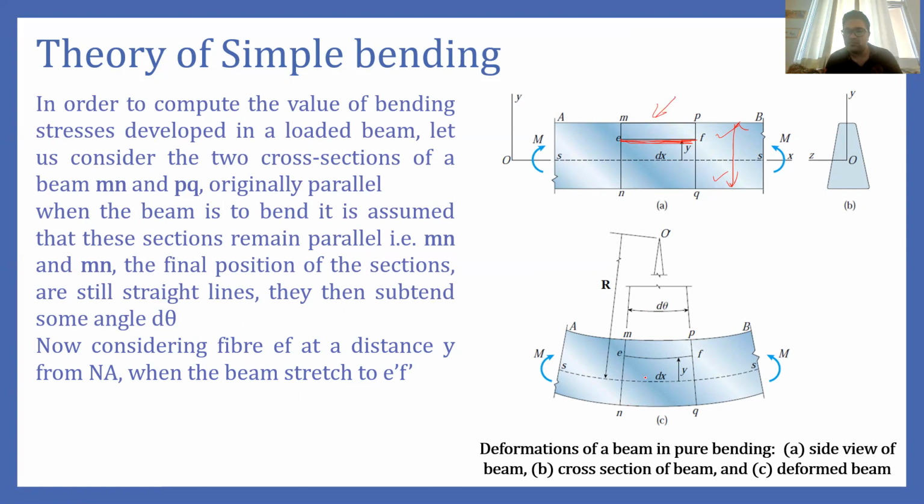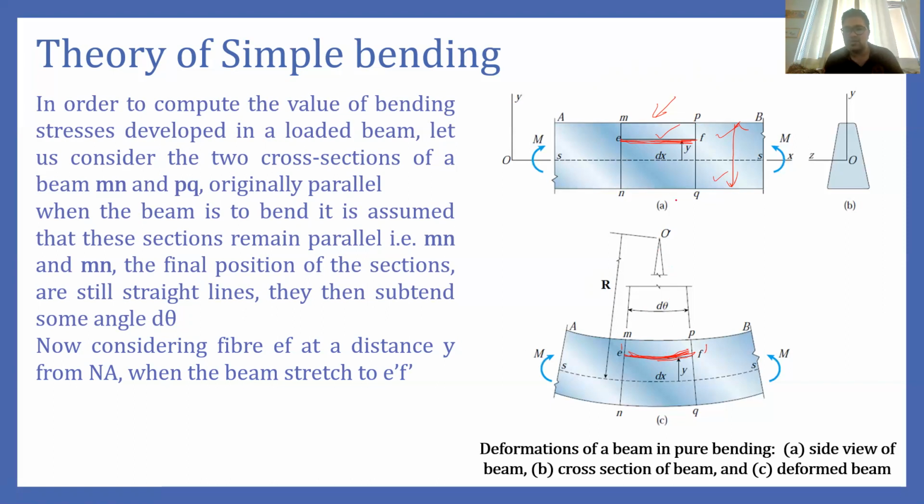this EF fiber is before bending. Now after bending, obviously we know that above the neutral axis it will be compression. So the fiber EF will compress. Here it is unchanged, but here it is changing and it is actually compressing. So we will name this E dash F dash. So E dash F dash is the position after bending.